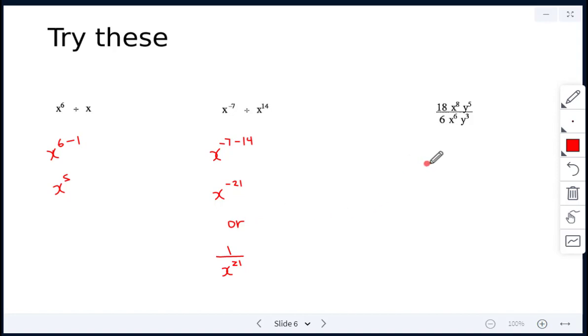Okay, here we have 18x^8y^5 divided by 6x^6y^3. So we do have to work with our numbers here as well. So 18 over 6 can just be divided to 3. So we end up with 3. And then we have x, 8 minus 6, which is 2. And then y, we have 5 minus 3, which is also 2. So we end up with 3x squared y squared.